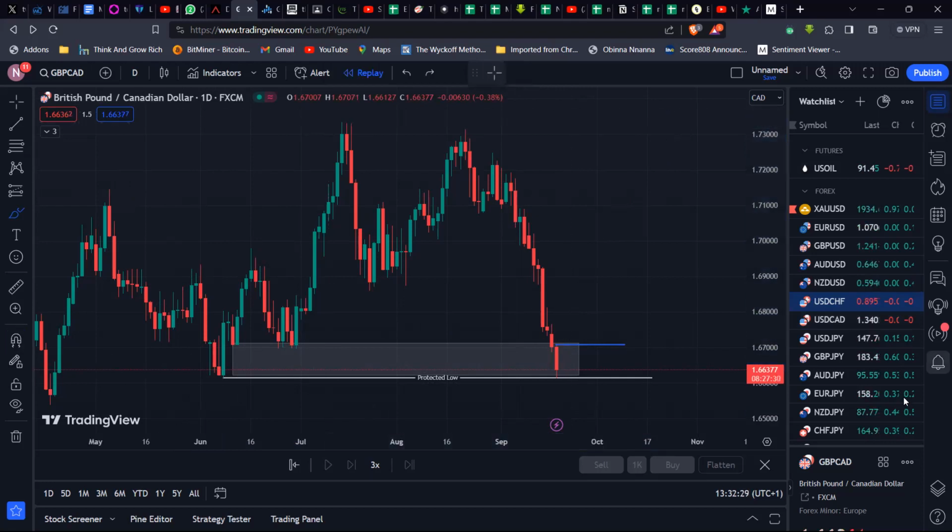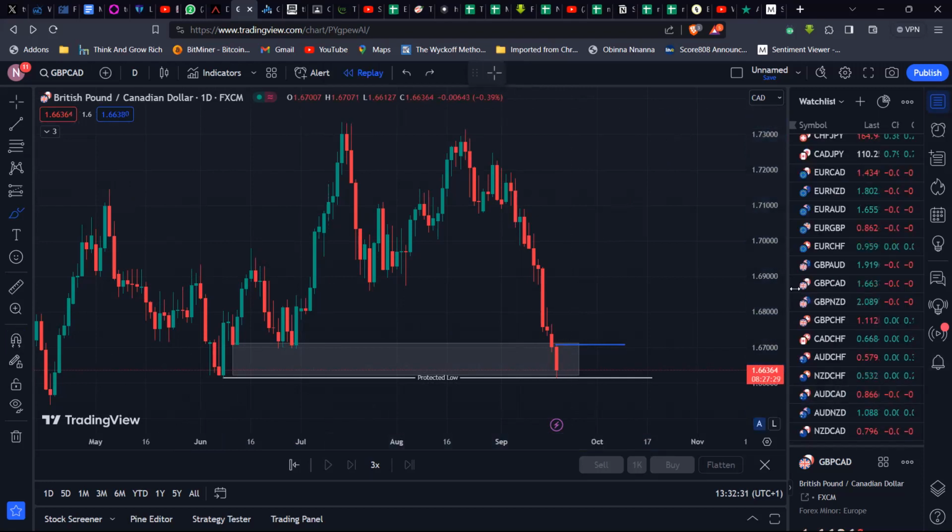GBPCAD, I would just check you tomorrow and see how you end up closing. Just set the chart alarm here and see how that goes.